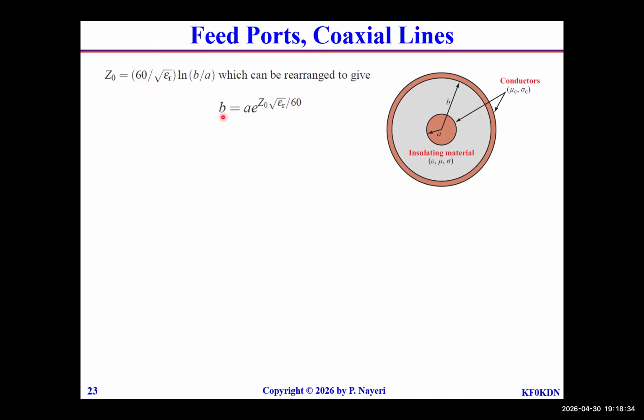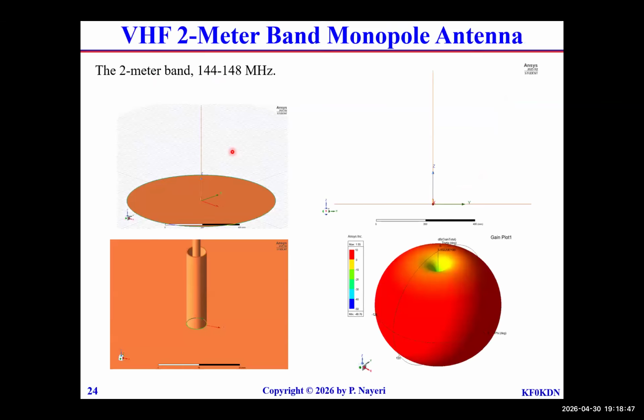In my model, I used a 1 millimeter radius for A, and I calculated B to be, I think, 2.3 millimeters or so. And this is what I set up. So this is my coaxial cable that has a wave port here, and it's directly feeding this long wire. This is the 2-meter band.